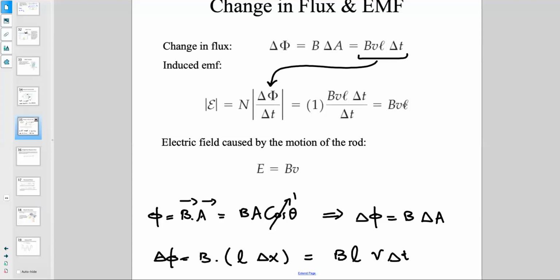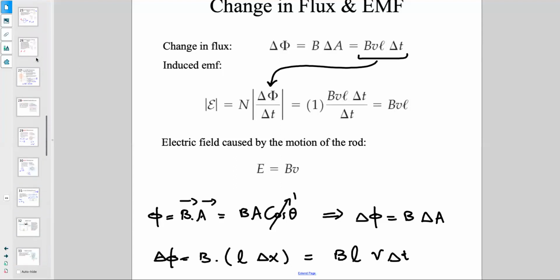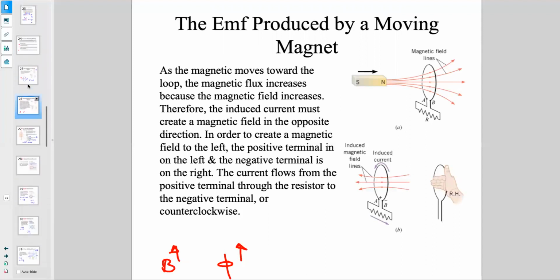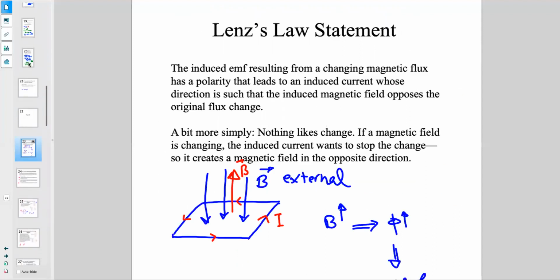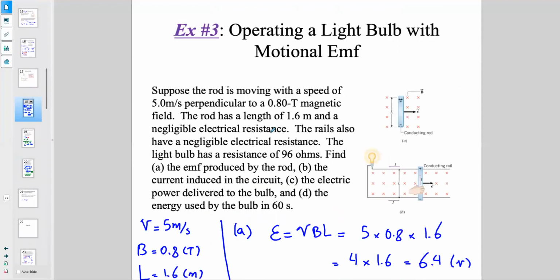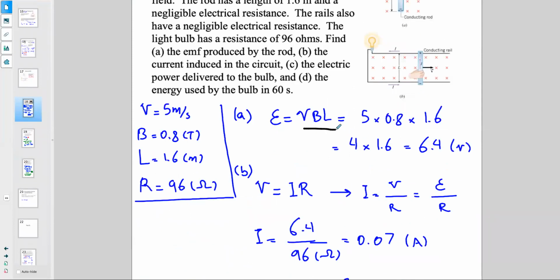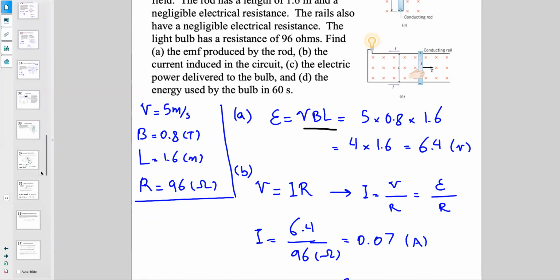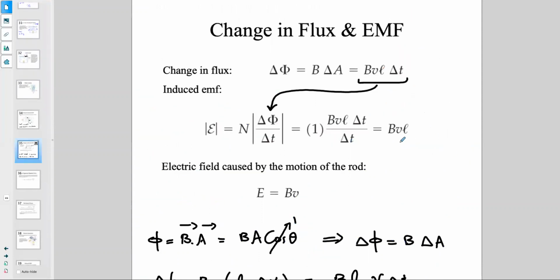And this is what we used back in one of our examples, I think example number 3, if I'm not mistaken. Right here, v B L, and we have it right here as well. This is what we have done, B v L. This is the EMF, where B is the magnetic field, v is the velocity of the rod, and L is the length of the rod, because this delta t and delta t cancel out, and so you're left with that.